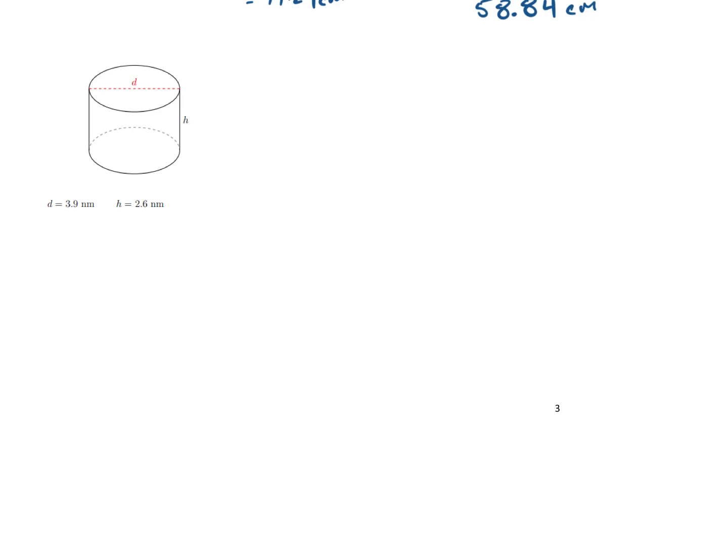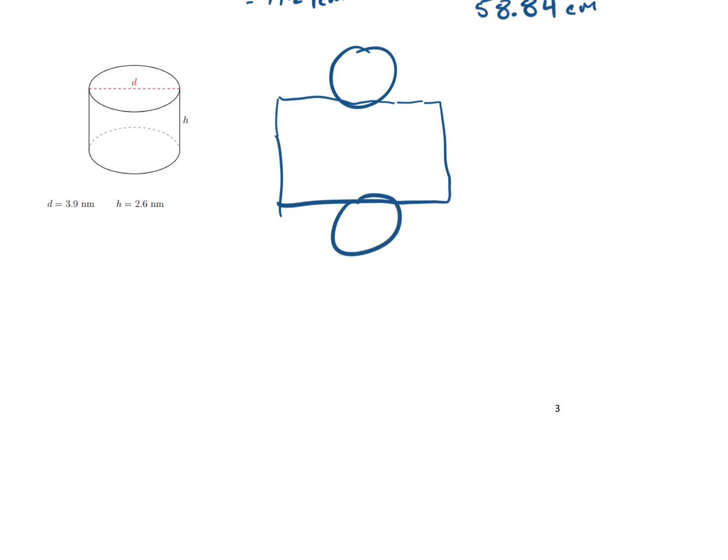Okay, so you've done this one, or you should have done this one. I'm going to draw real quick again my net because I like to do that. I have a height of 2.6 nanometers here, and then radius. I didn't calculate the radius yet, so I'm going to do that real quick. Radius equals diameter divided by 2. 3.9 divided by 2 is going to give me 1.95 nanometers. So 1.95, and then I'm going to have A, and B.